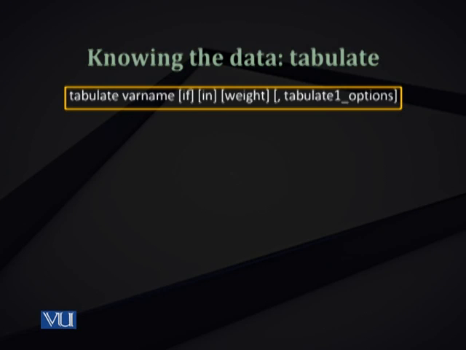You have in square brackets if, in, and weight. These are the things that you have already been using, and you can use them with tabulate. So you can specify conditions like if price is less than 4,000, if make is a specific make, etc. In will specify the rows that you require. For example, if you need only the first 20 rows to be analyzed, you can say in 1/20. If you need rows 21 to 70, you will say in 21/70 for all these commands, and only those rows will be analyzed.